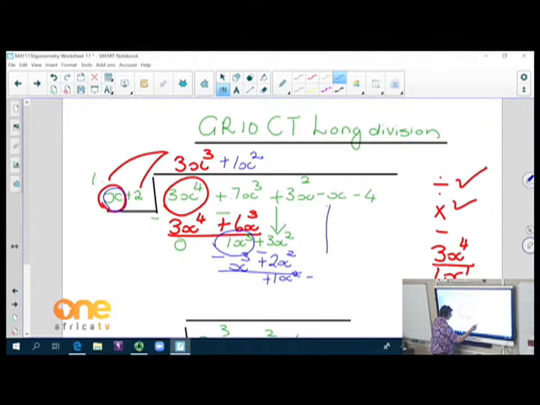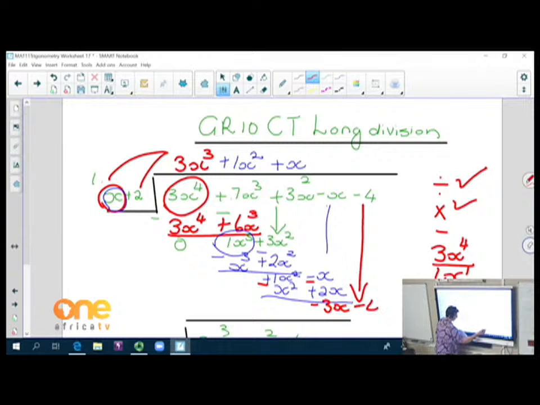the negative x. How many times will x divide into x squared times? Plus x times. Multiply, then you have x squared plus 2x. Positive times a positive is a positive. So now we have to subtract, so we change the second signs. Look there. So this is now negative 3x, and I bring down the negative 4.